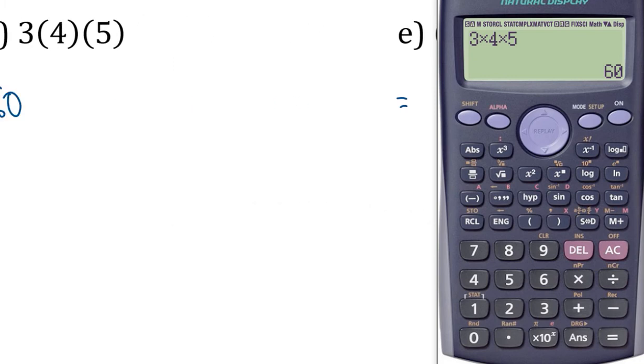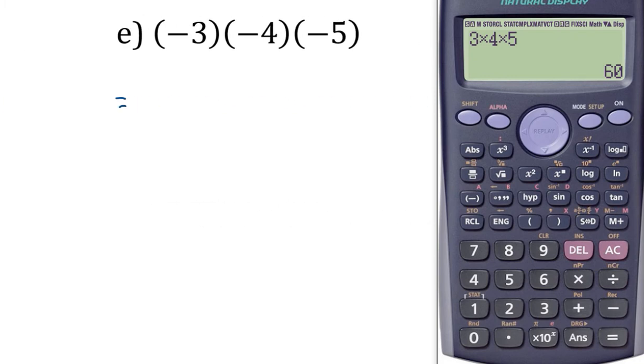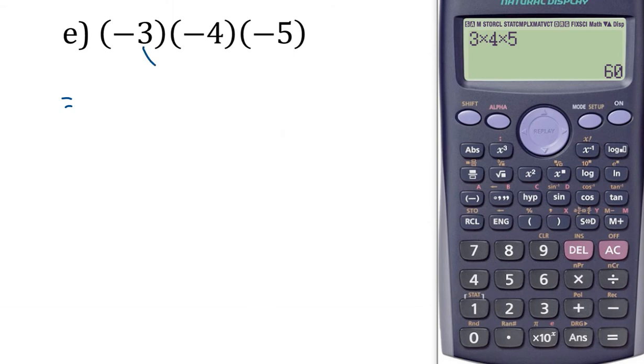Notice that this is the same, 3 times 4 times 5. Well, we already know that 3 times 4 times 5 is going to give me 60. So the only part that's different is the negative signs. And the pattern you might have noticed is that if you have 2 negative signs, or in fact, if you have 4 negative signs or 6 negative signs, they will cancel out in pairs to positives.